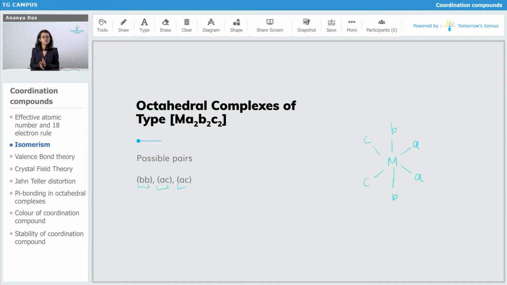So both of the conditions are there, that is the same ligands cannot be trans to each other and trans pairs cannot be repeated. So both of these conditions are there, so this is also optically inactive.